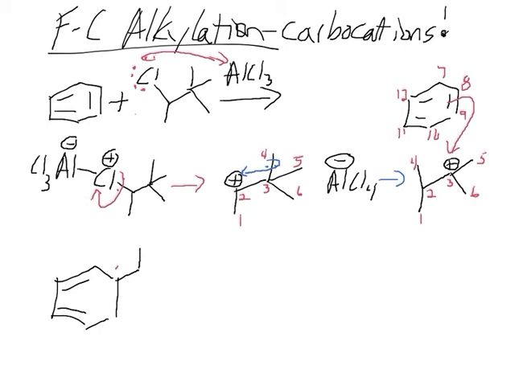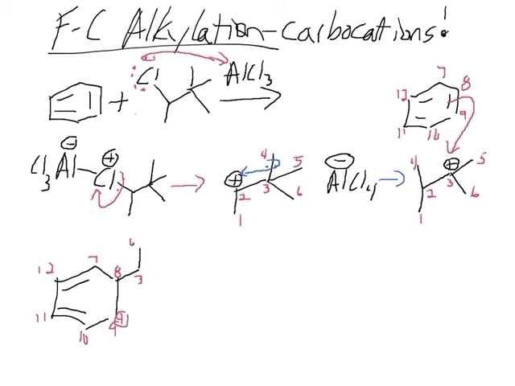So let's number these carbons. So there's 8, 7, 12, 11, 10, and 9. 9 has a plus charge. So this is carbon 3 here, right? What else was carbon 3 bonded to? Carbon 6. Okay, that's 6 there.